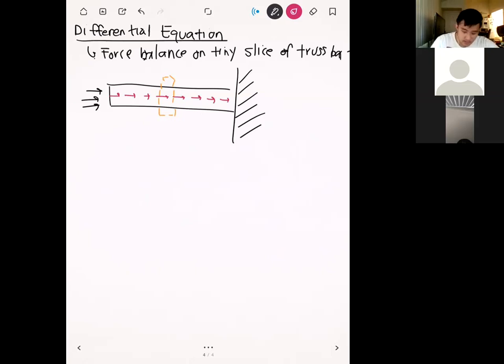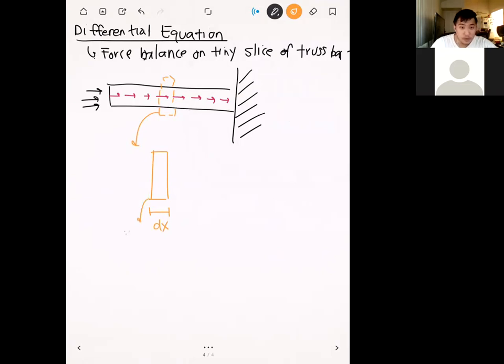Okay, so let's take this tiny portion right here and blow it up. And then now let's perform a force balance. So first, let's define the geometry of this. Let's say that this little tiny slice has a length of dx. And we'll define this part right here to be coordinate x. And so the x coordinate of the right side of this will be x plus dx.